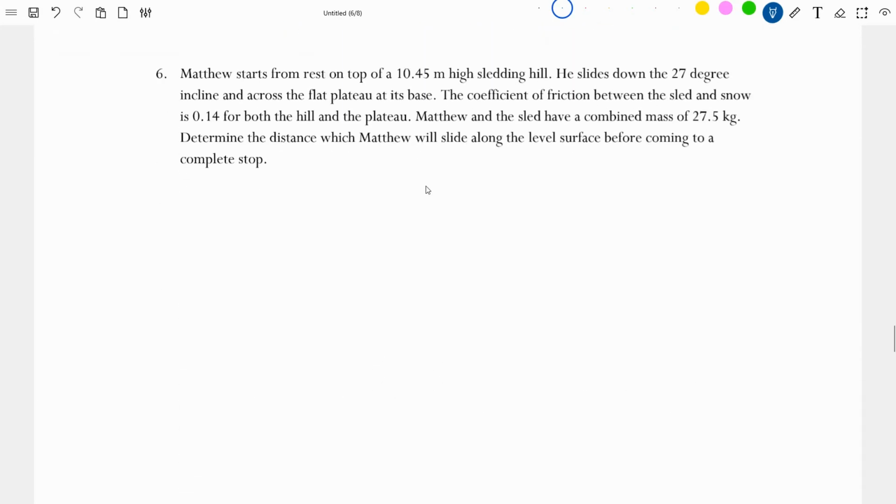Number 6, Matthew. Hey Matthew, how are you doing? Hopefully you're okay. He starts from rest on top of a 10.45 meter high sledding hill. He slides down a 27-degree angle, etc., etc. Okay, so there's a lot going on here. So let's start with a diagram. There's this hill. So it's sliding down an incline and then across a flat plateau. The reference to a flat plateau just means that the ground levels off at the bottom of the hill. So it slants down for a little while, and then we're just going to assume, nice and simplistically, that it levels to be horizontal.